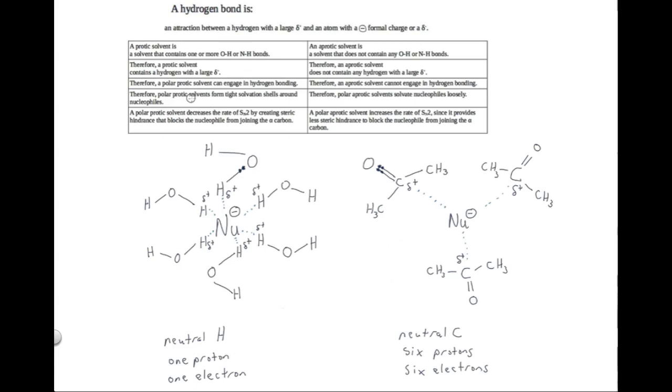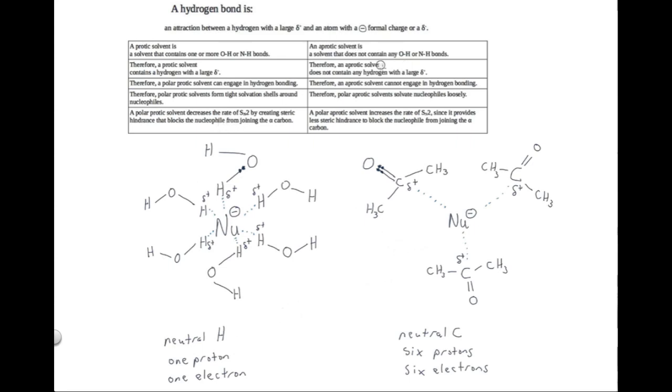As a result, polar protic solvents form tight solvation shells around a nucleophile, as is shown in this picture, and therefore the polar protic solvent decreases the rate of SN2 by creating steric hindrance with this solvation shell that blocks the nucleophile from joining the alpha carbon. Remember, the big obstacle to SN2 is steric hindrance that blocks the nucleophile. Well, the logic is completely reversed in this column.